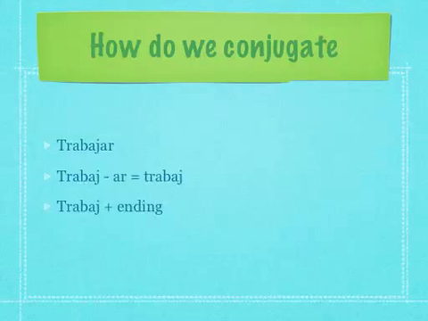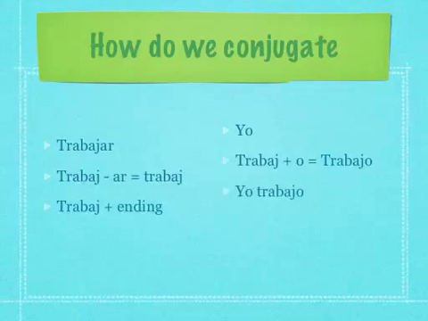Now, to conjugate, we get the stem of the word trabaj plus the ending. So the endings we just learned. So we'll say that we want to conjugate, or our subject is yo. Now, we get trabaj, so the stem, plus the ending O that we just learned, and we end up with trabajo. So it's yo trabajo, which means I work.